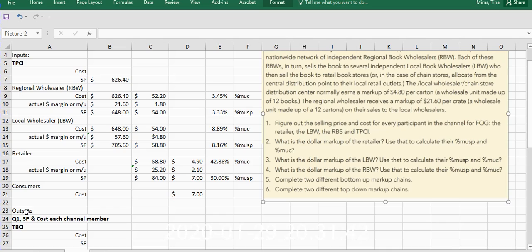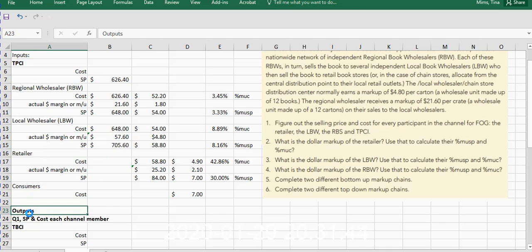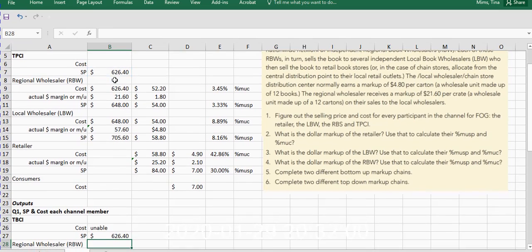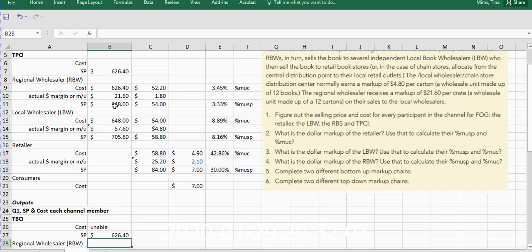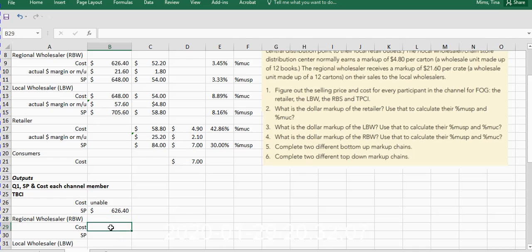So let's make an output section. You should have this output section here, okay? And it's going to say selling price and cost for each channel member. Let's start with TBCI. We're going to put unable, okay? But the selling price we have, don't we? It's $626.40. And now we'll go to the regional wholesaler, and let's look at what our cost was there.